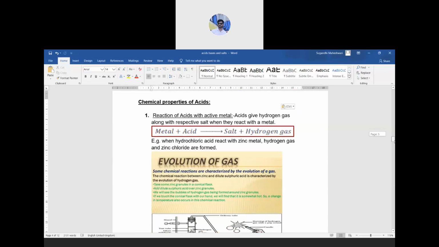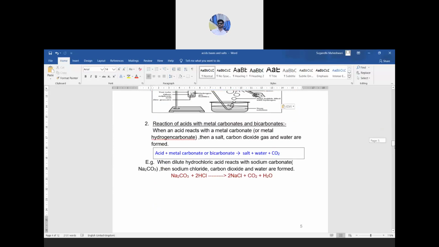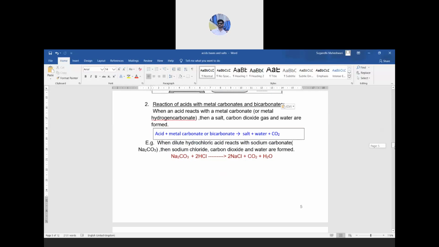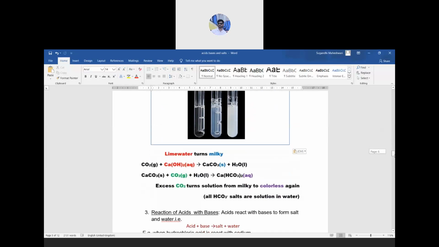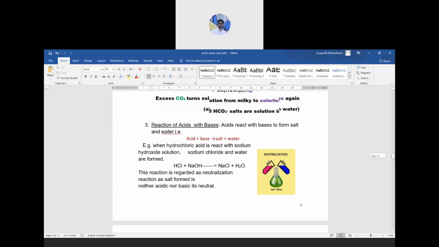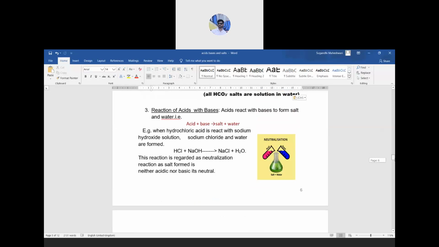Then chemical properties. First, active metals plus acid form hydrogen gas, and hydrogen gas burns with a pop sound. Reaction with metal carbonate: acid plus metal carbonate gives out carbon dioxide. The carbon dioxide turns lime water milky, and when excess carbon dioxide is passed, the milkiness disappears because of the formation of bicarbonate salts. Next is reaction of acids with bases. Acid and base combine to form salt and water. This reaction is known as neutralization reaction, and it is highly exothermic. This is also an example of double displacement.